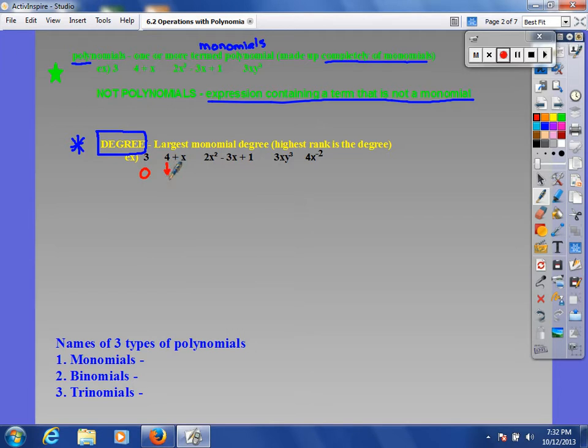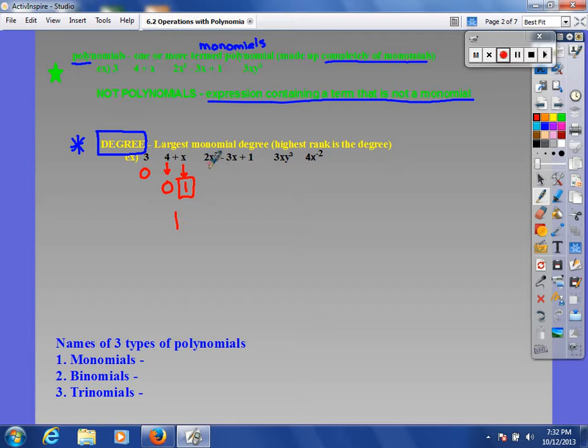Here, what's the degree of 4? It's a constant, it's 0. What's the degree of x? 1. We're looking for the highest one. We're looking for the largest monomial degree. Well, the largest one is 1. So the degree of that polynomial, which has 2 terms, is 1.